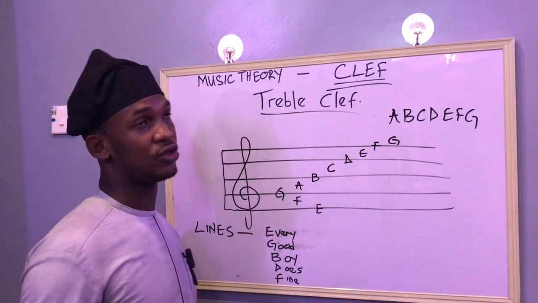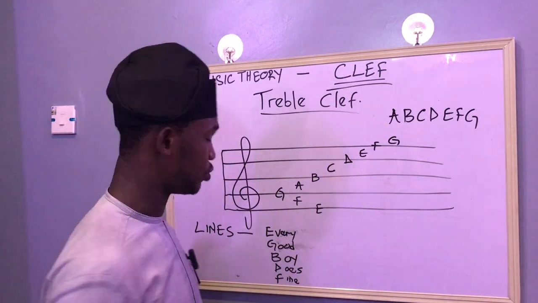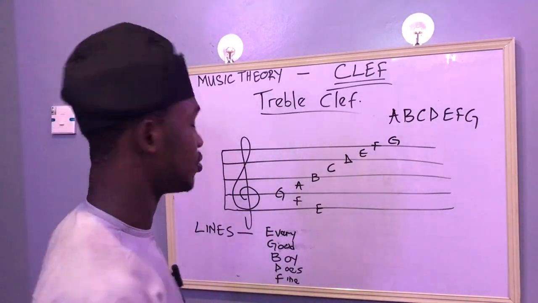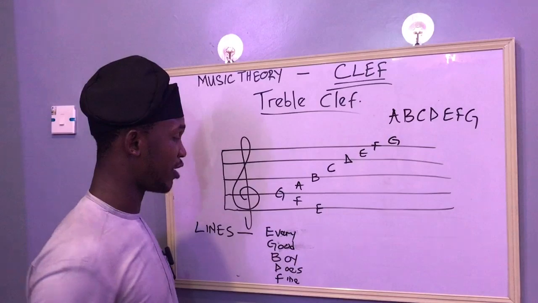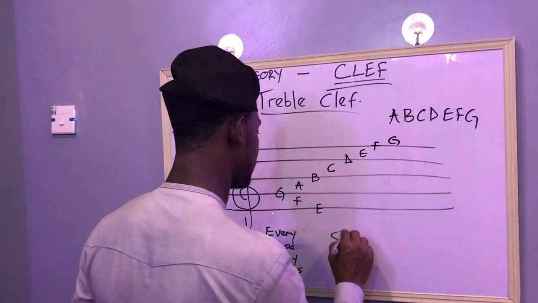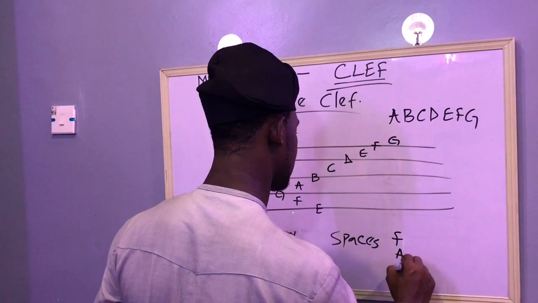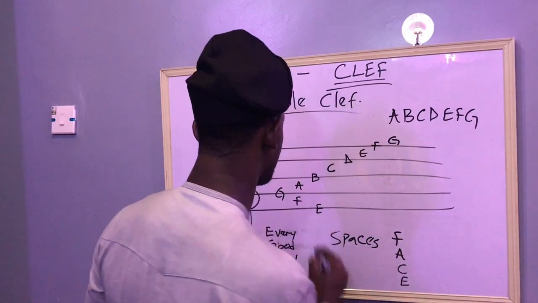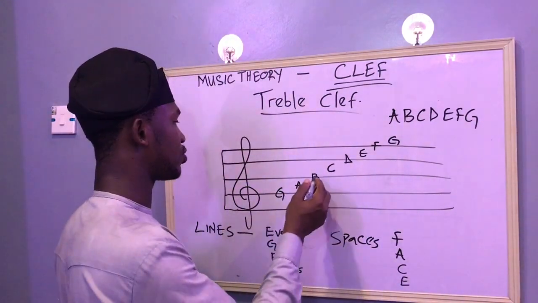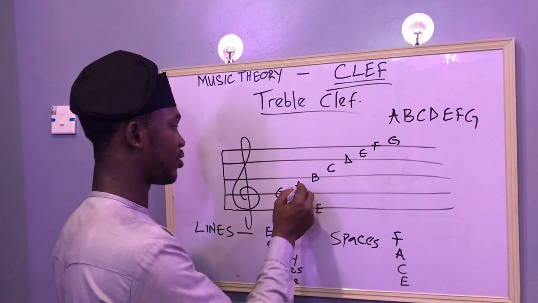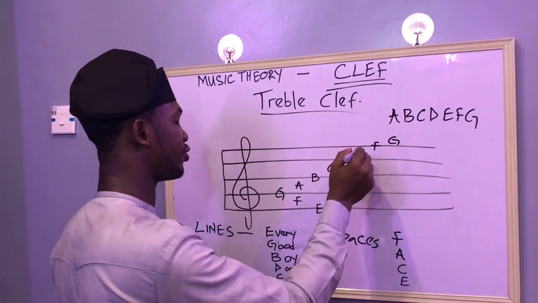When I ask you what is the first line, you should know that it is E. What is the second line? What is the third line? That way you know how to arrange it. And for the spaces, it's very easy. Just remember FACE. This is the first line, second line, third line, fourth line, fifth line, the first space, the second space, the third space, the fourth space.